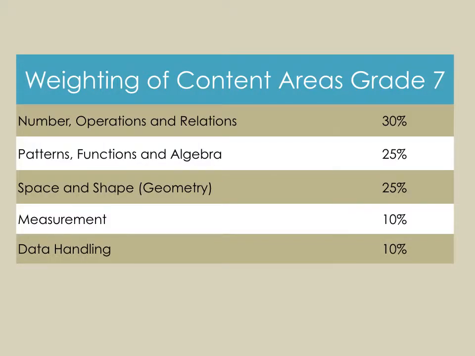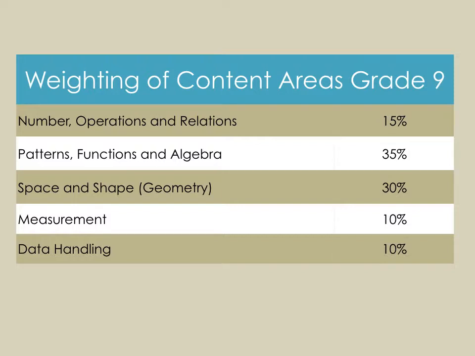So in grade 7, you'll notice that 30% is spent on numbers, operations and relations, 25% on patterns, functions, algebra, 25% on space and shape, and then 10% on measurement and 10% on data handling. Grade 8 is slightly different. There's a slight switch between numbers, operations and relations and patterns, functions and algebra, where you've got 25% and 30%.